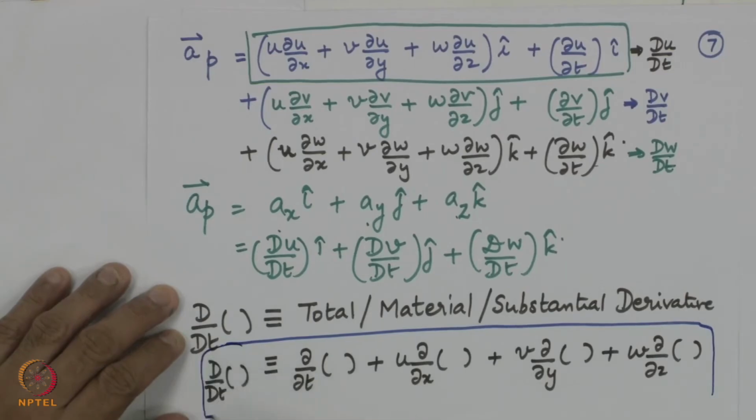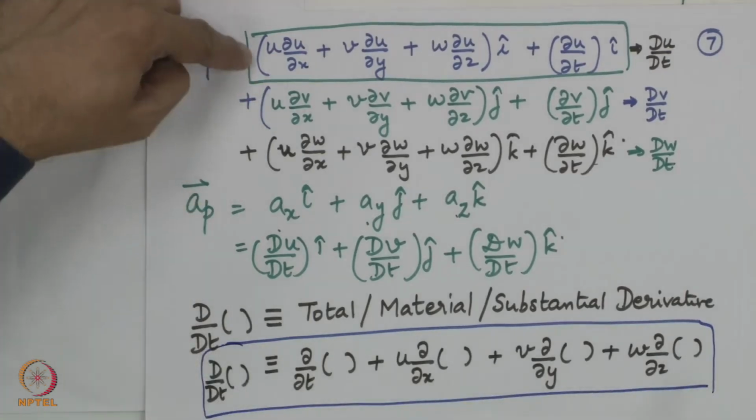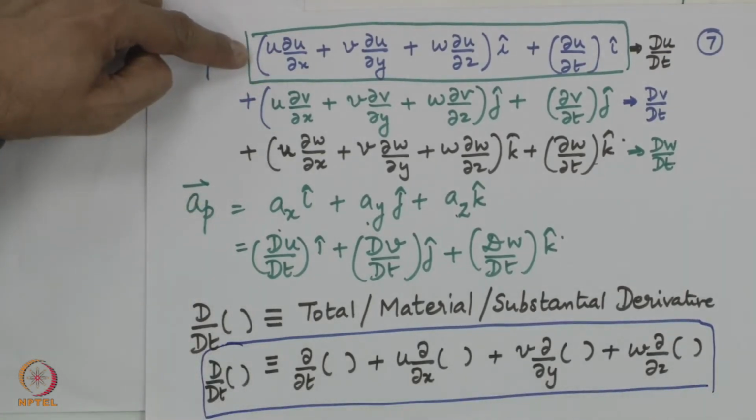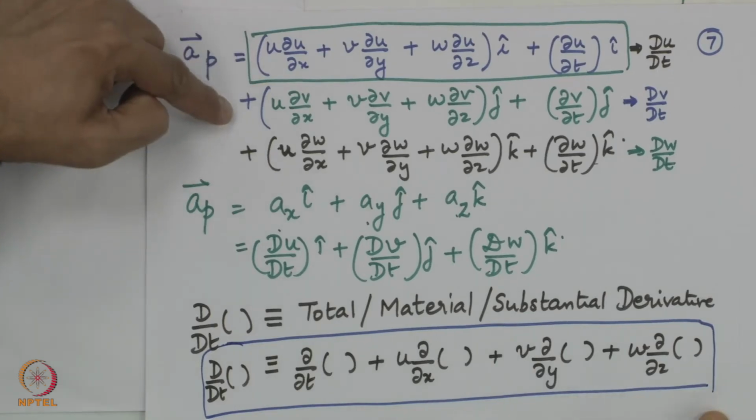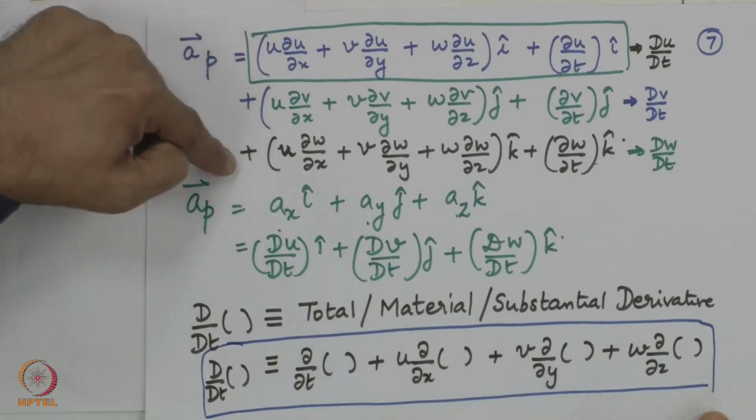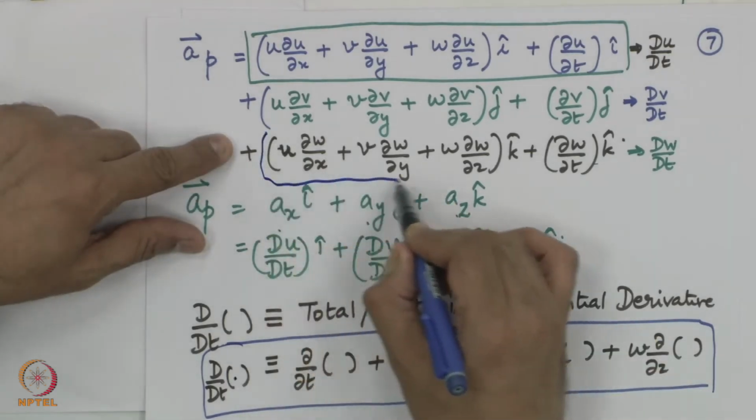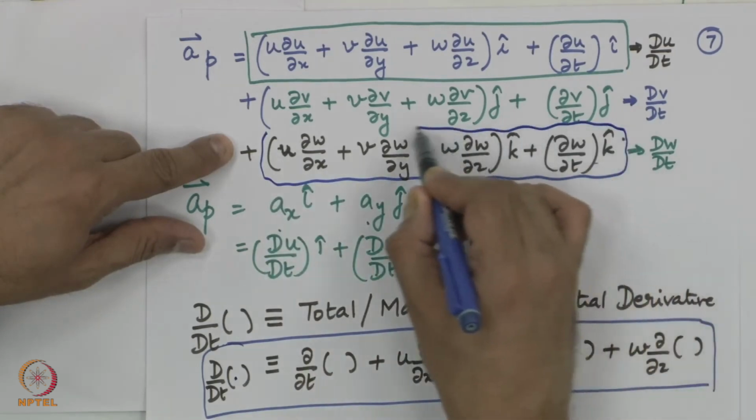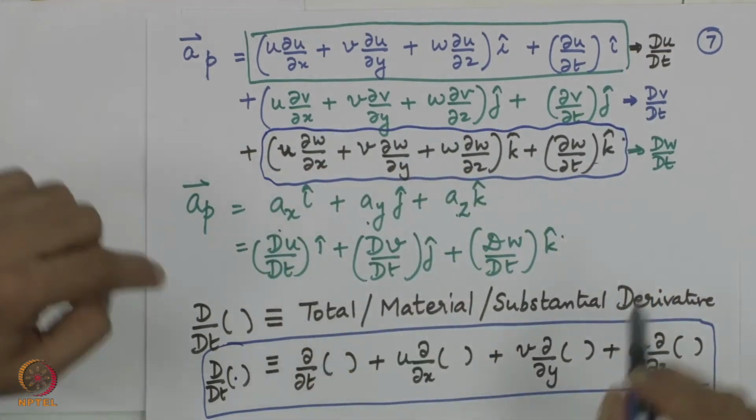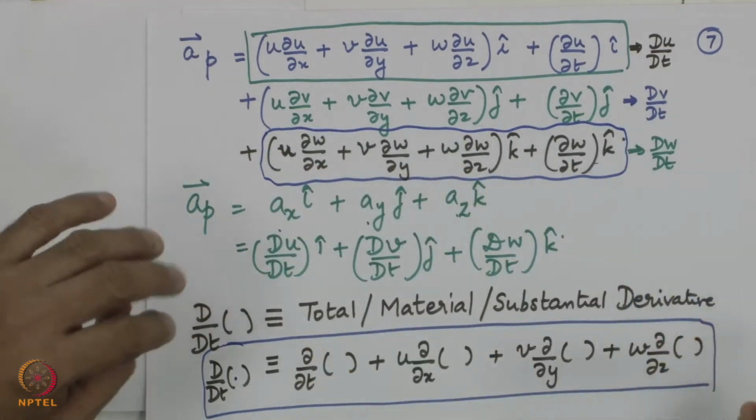So, when I put this bracket as u, I get the first term. When I put this bracket as v, I get the second term. When I put this bracket as w, I get dw by dt, which is the group of the third term. So, I hope you are able to see this. Let us look at each term one by one. Du by dt is nothing but the total or material or substantial derivative of the x component of velocity.